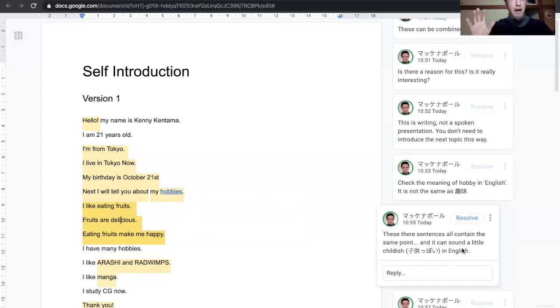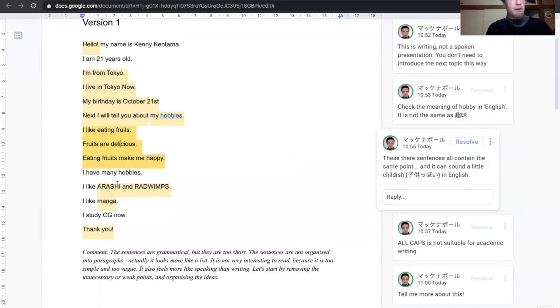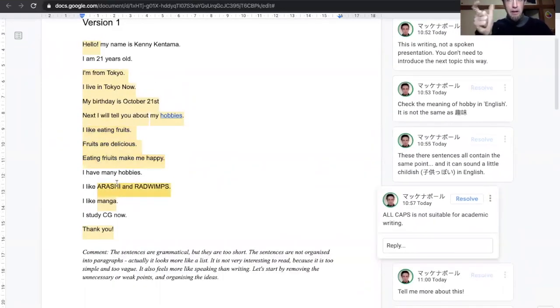It's a question of style. I'm not saying it's wrong. I'm just saying that it can sound childish sometimes. Often you'll find students in Japanese writing names, titles and things like that in all caps.